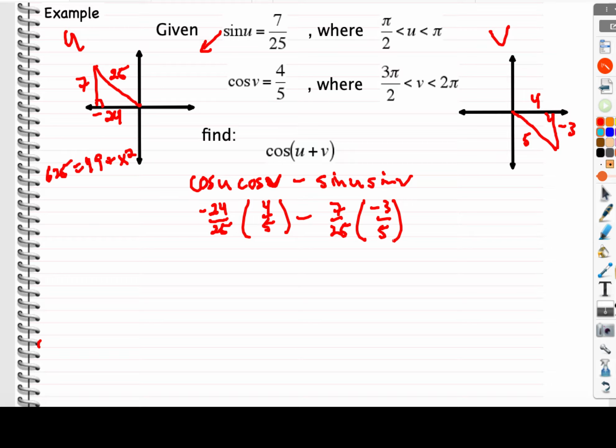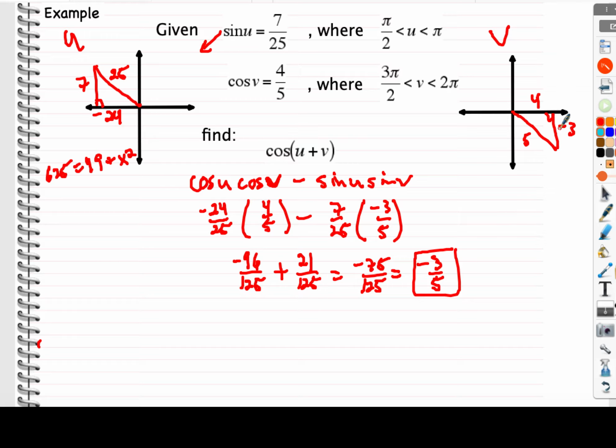If we do a little bit of multiplying, this is going to be negative 96 over 125 minus 7 times negative 3, which would be a negative 21. So let's just call this plus 21 over 125. Since we have a nice common denominator there, negative 96 plus 21 would be negative 75 over 125, which is really negative 3/5. All there is to it.